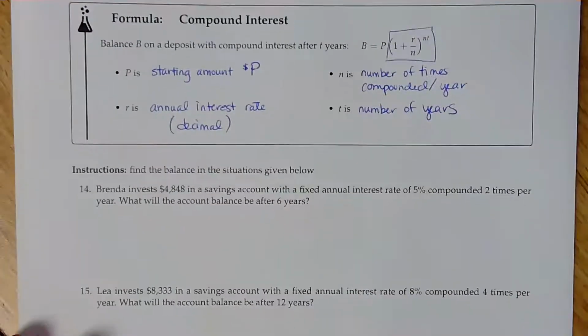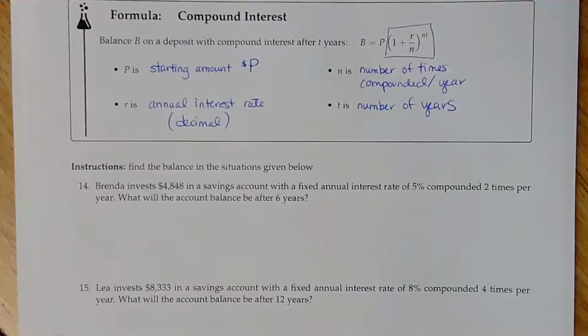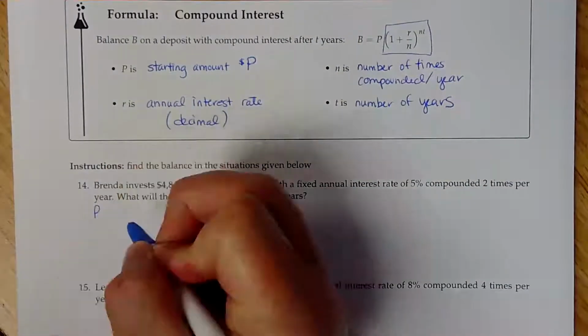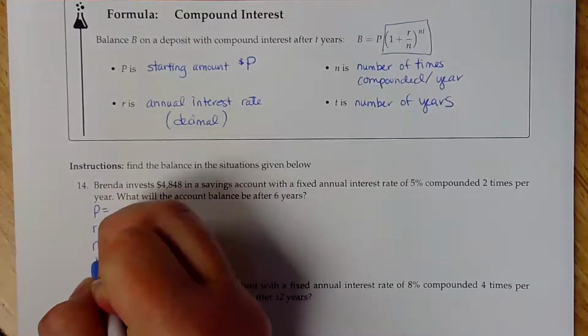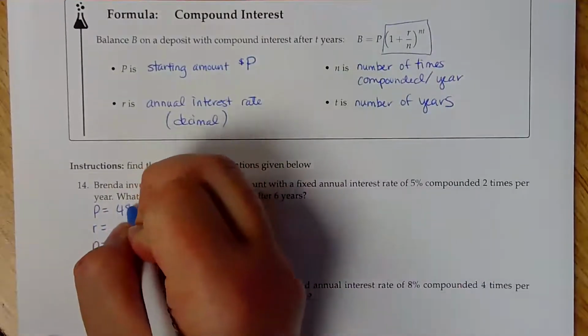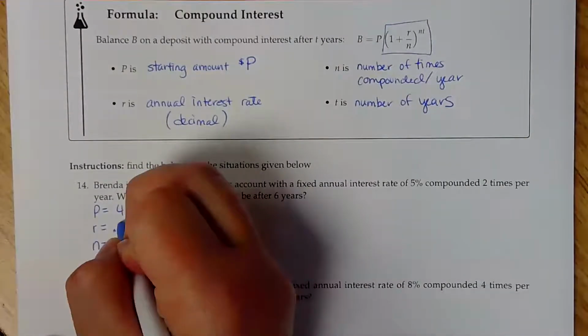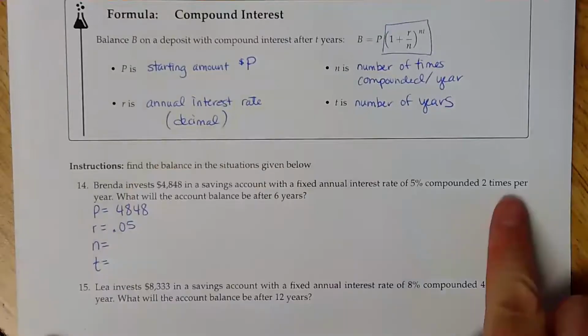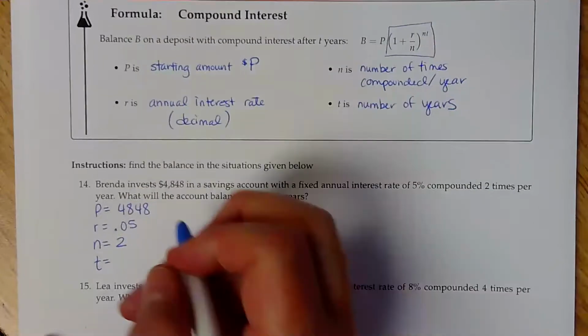All right, so let's go ahead and give this formula a try. Brenda invests $4,848 in a savings account with a fixed annual interest rate of 5% compounded 2 times per year. What will the account balance be after 6 years? So I'm going to start by identifying each one of the pieces that we have here. My principal P is 4848. R, my interest rate, will be 0.05 for the 5%. It tells me we're doing 2 times per year, so N is 2, and we're looking for the balance after 6 years, so T is 6.